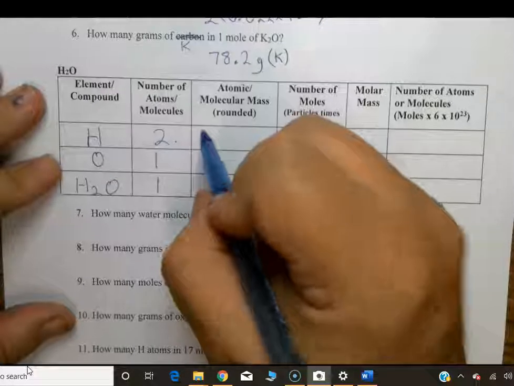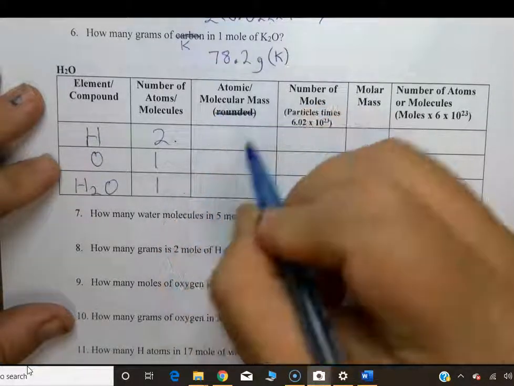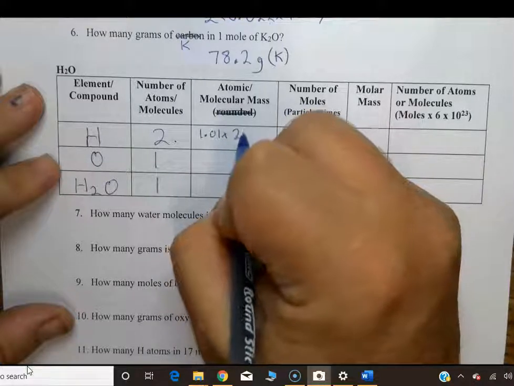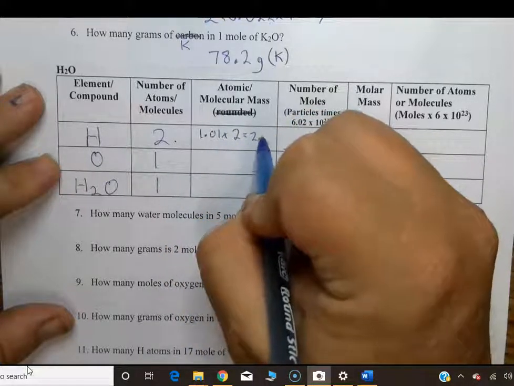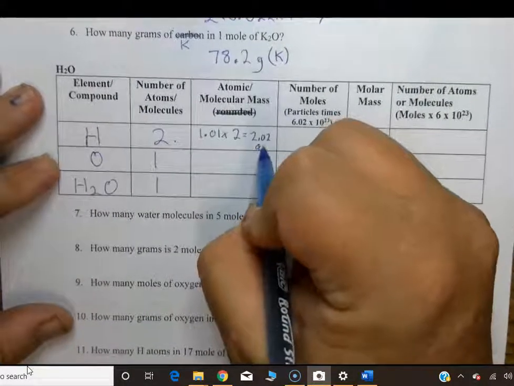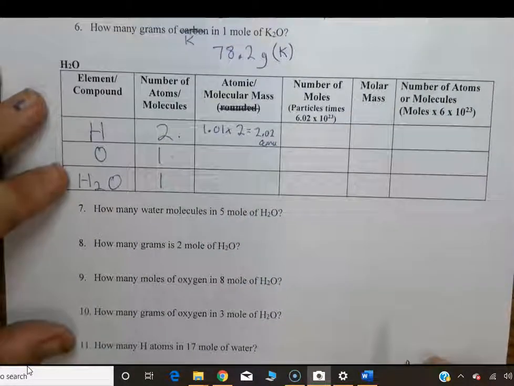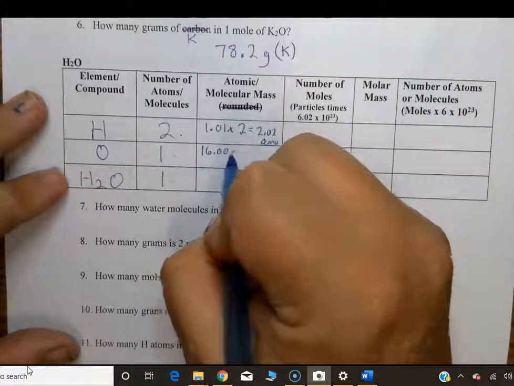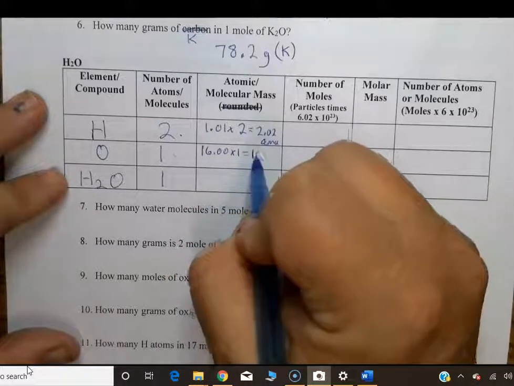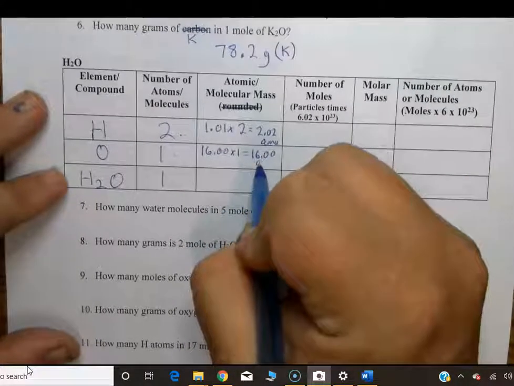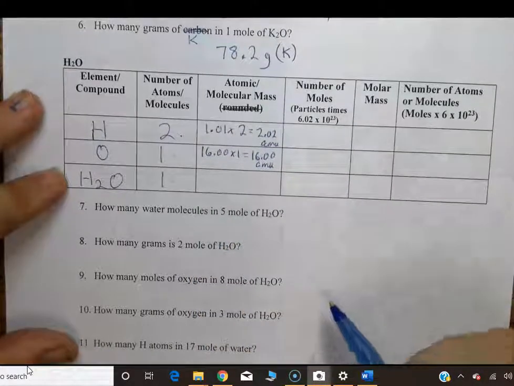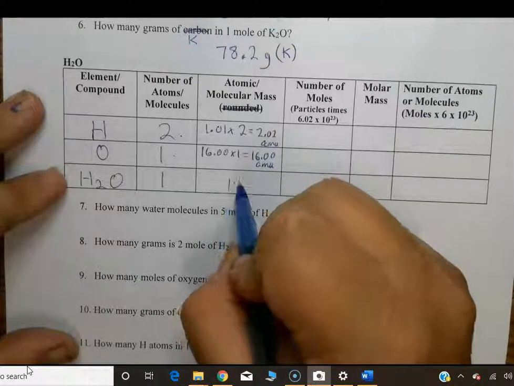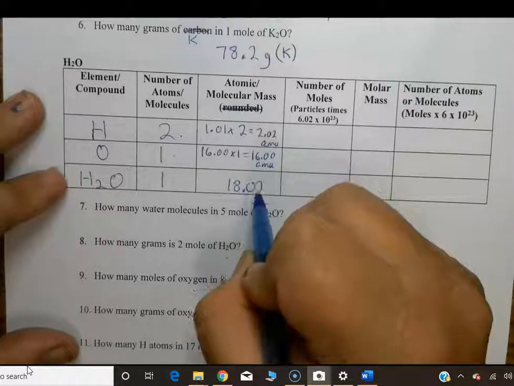Okay, the atomic mass, and we're going to go to not rounded, we're going to go to actual decimal numbers, is 1.01 times 2, and that equals 2.02. So there's 2.02 AMU of hydrogen in 1 water molecule. Oxygen is 16.00 times 1, and that's going to mean there's 16.00 AMU in 1 water molecule. You add those together and you get 18.02 AMU in a water molecule.